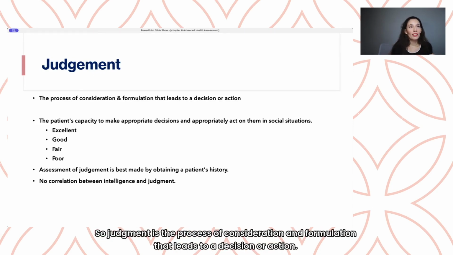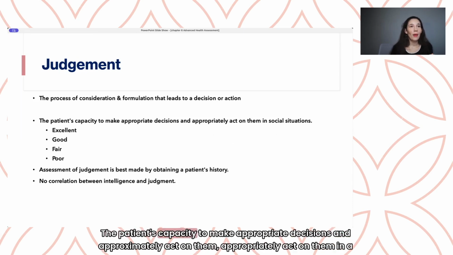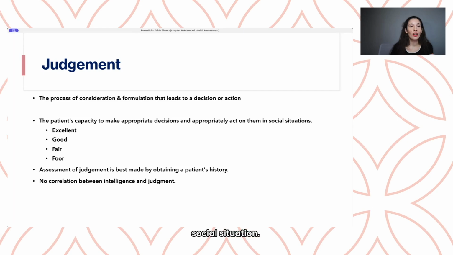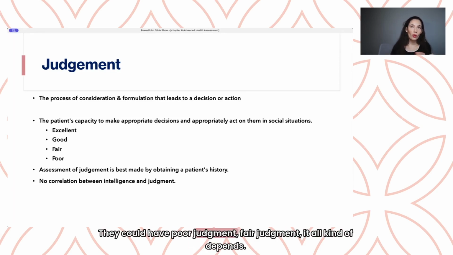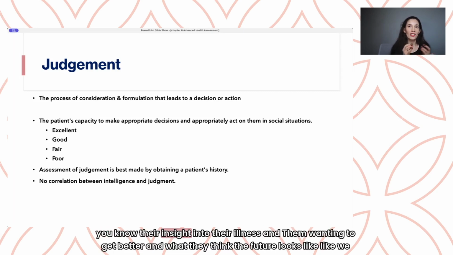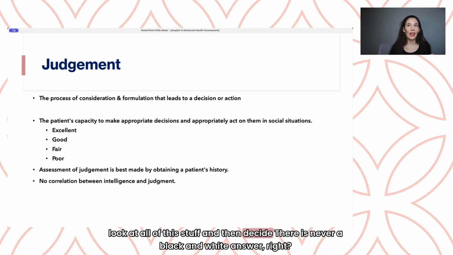So judgment is the process of consideration and formulation that leads to a decision or action. The patient's capacity to make appropriate decisions and appropriately act on them in a social situation. So when we do our mental status exam, we'll put their judgment, right? They could have poor judgment, fair judgment. It all kind of depends on their insight into their illness and them wanting to get better and what they think the future looks like. Like, we look at all of this stuff and then decide.